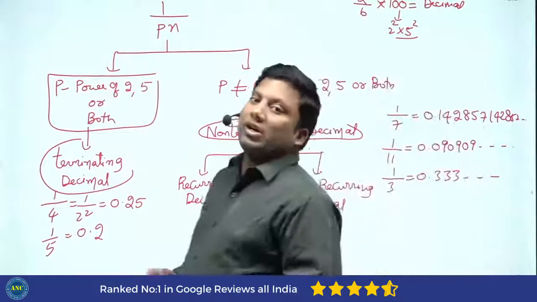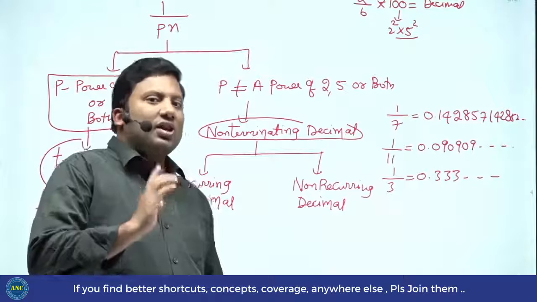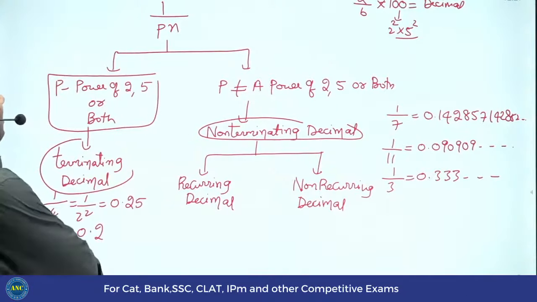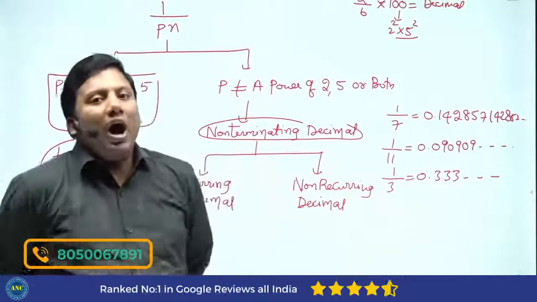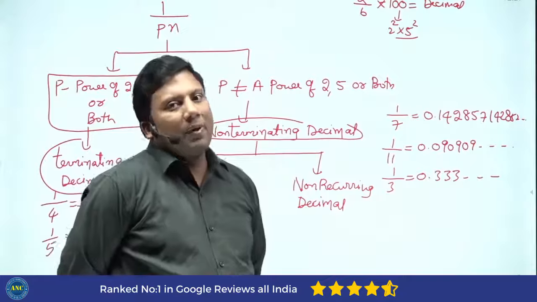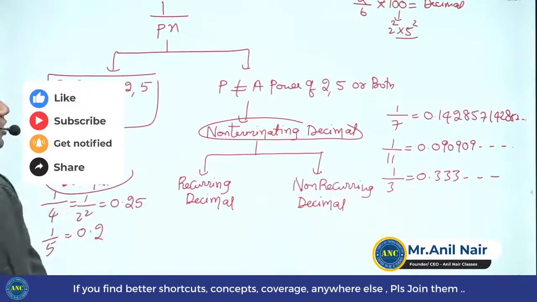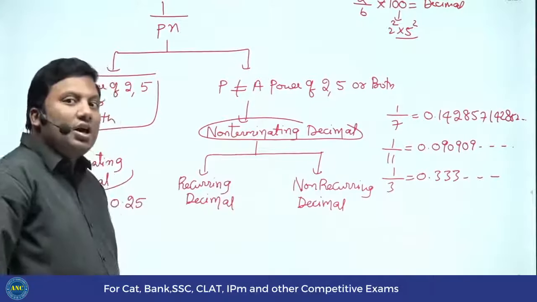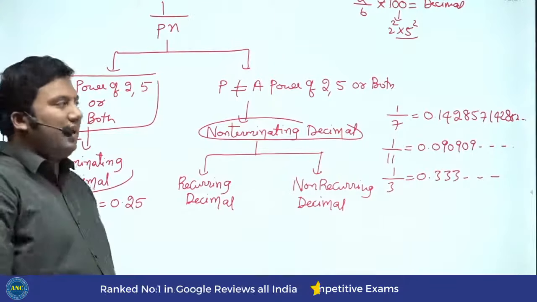Very, very important point. A CAT replica question can be created. If a fraction is given to you, and the denominator can be written as a power of 2 or a power of 5 or both powers of 2 and 5, then the resulting decimal will be called a terminating decimal. Otherwise, it is called a non-terminating decimal.